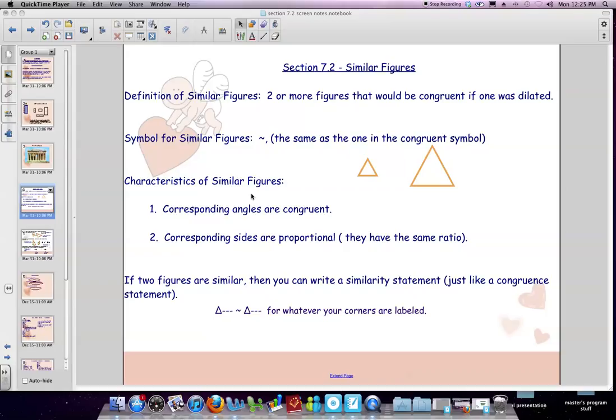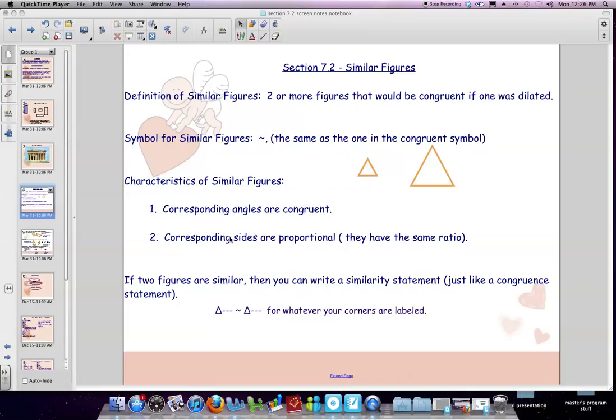Characteristics of similar figures are that corresponding angles are congruent. When we look at these two equilateral triangles, they are similar figures. Whether the triangle is small or big, the angles would remain 60 degrees each.